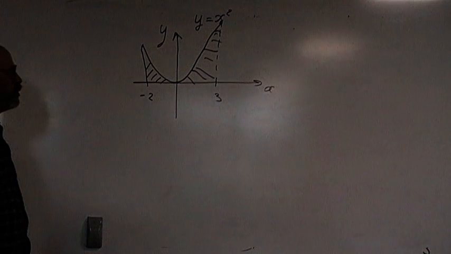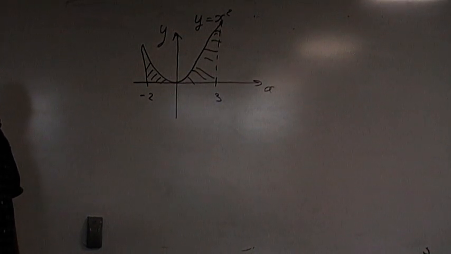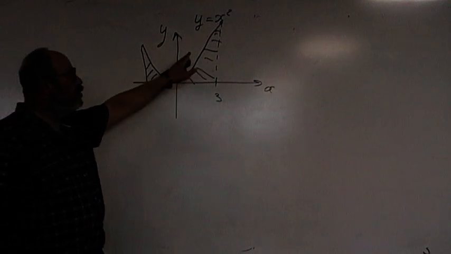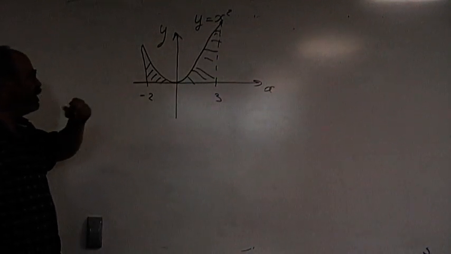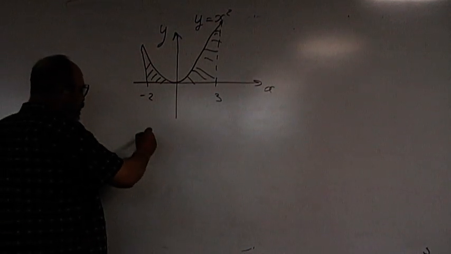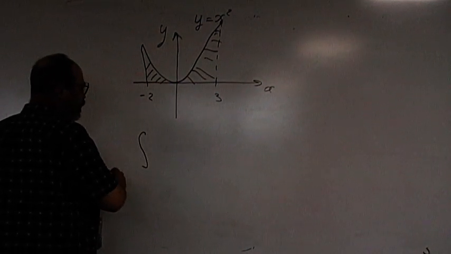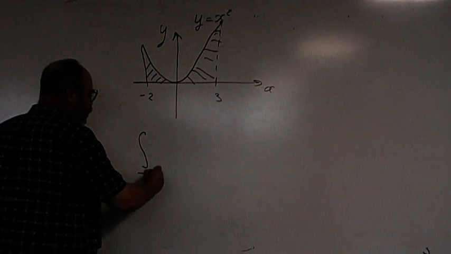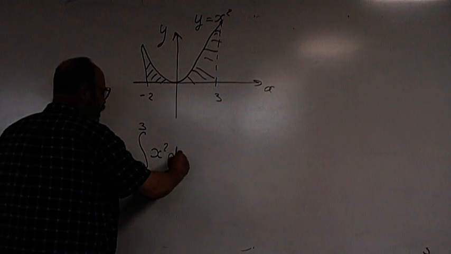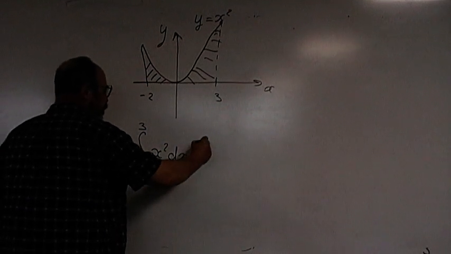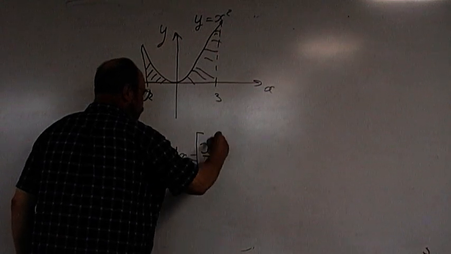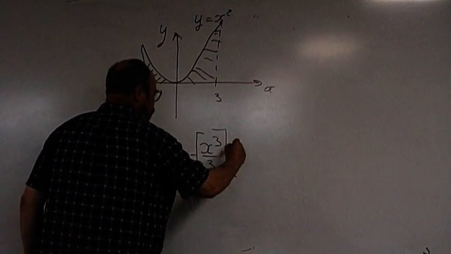Is that why you did the domain, like between -2 and 3? Yeah, we want to find the area enclosed between the graph y equals x squared and the x-axis from negative 2 to 3. So we find a definite integral from negative 2 to 3 of x squared dx, which equals x cubed on 3 from negative 2 to 3.